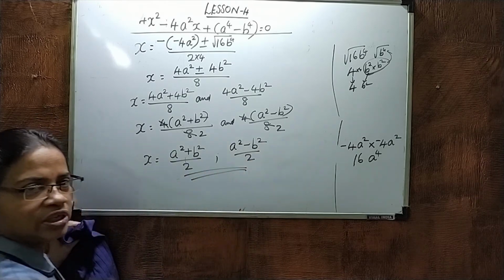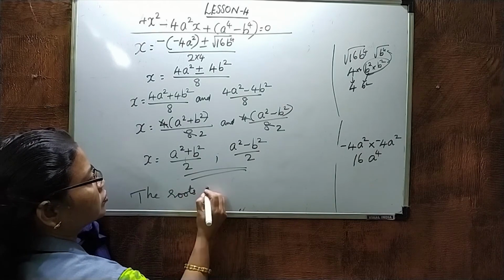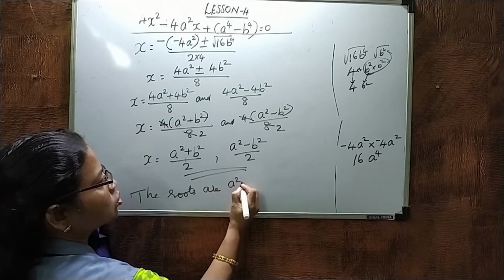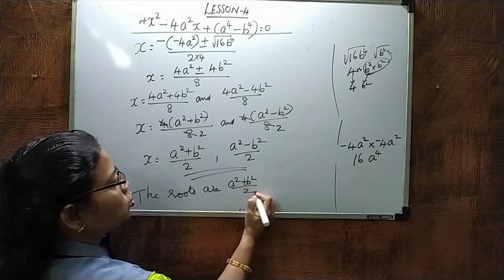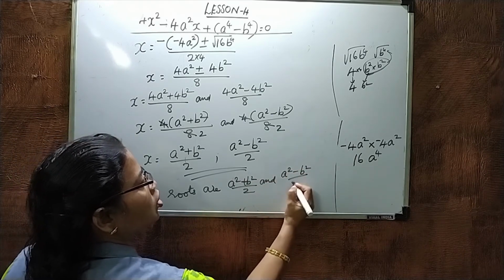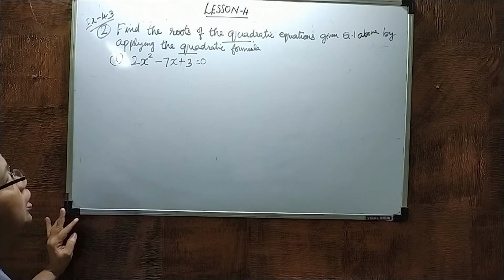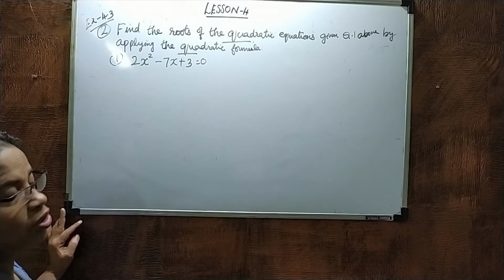And what you have to write? The roots are a square plus b square by 2 and a square minus b square by 2. This is from exercise number 4.3, second and the first one.